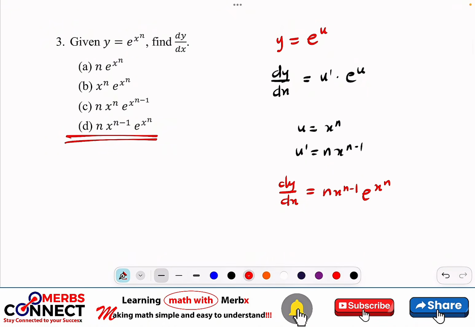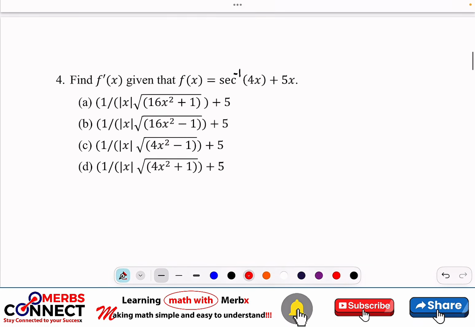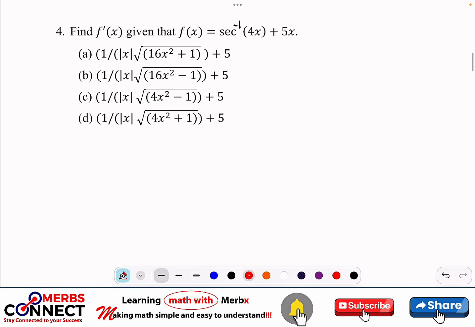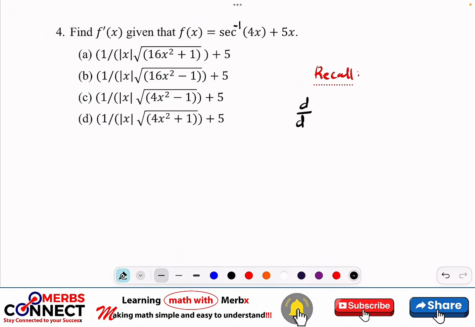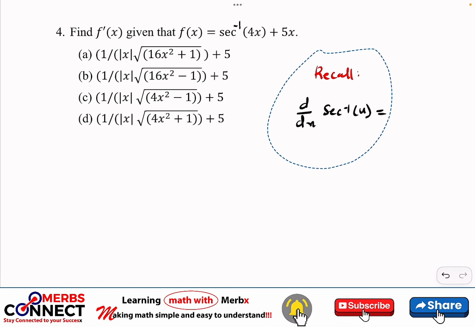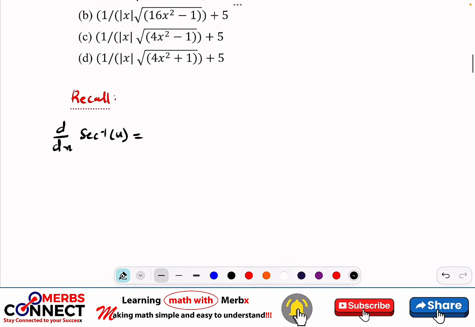Very beautiful. Now let's go to question 4. You see that everything is very simple here, right? Now question 4, we want to find the derivative of this. Now recall, this is very important if you remember the formulas, right? When I differentiate secant inverse of, let's say, u, this is the same as 1 divided by the absolute value of u, square root of u squared minus 1, times u prime.